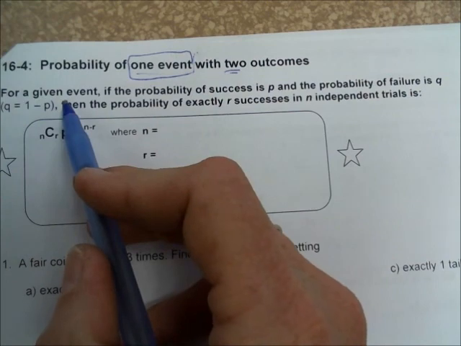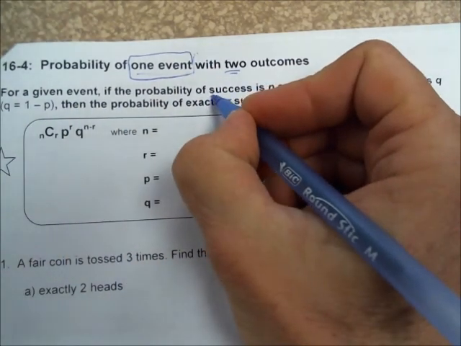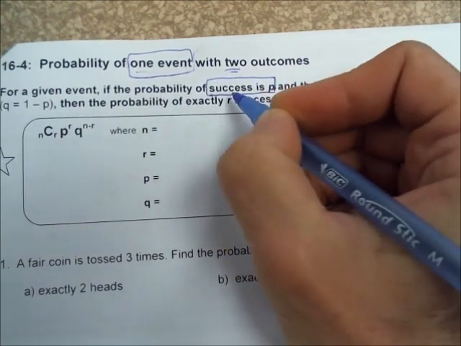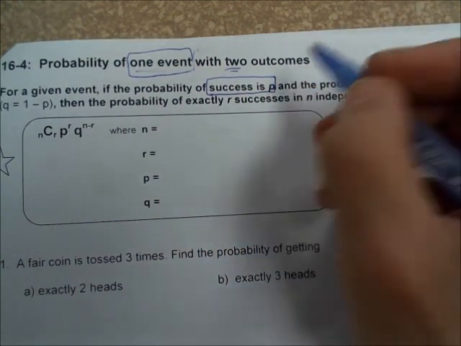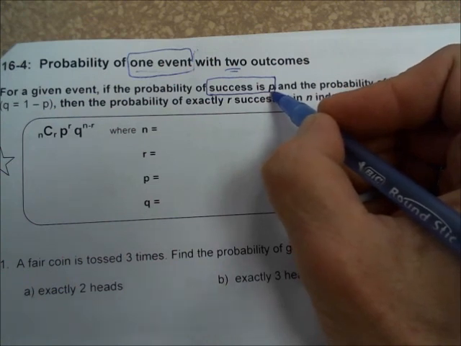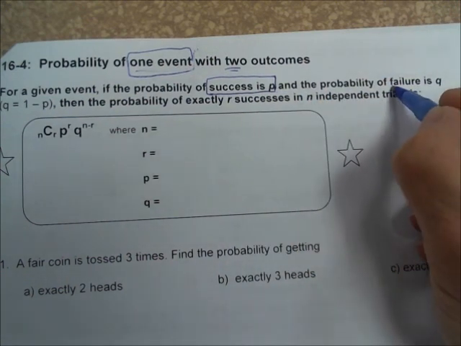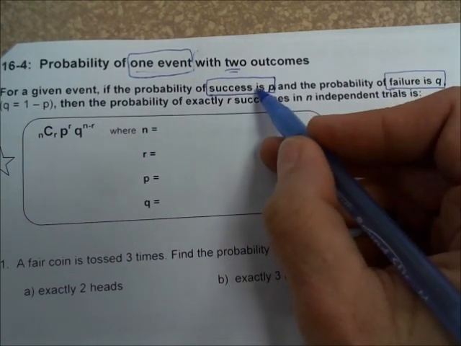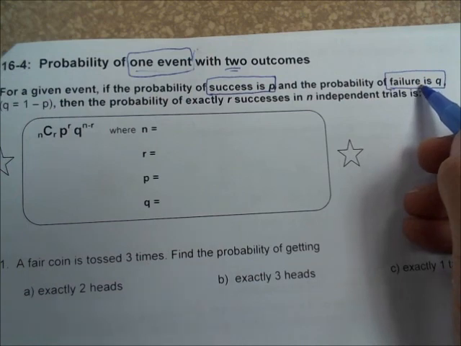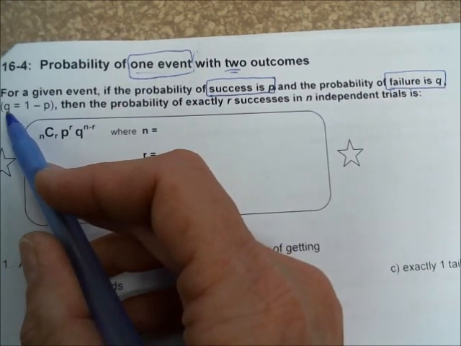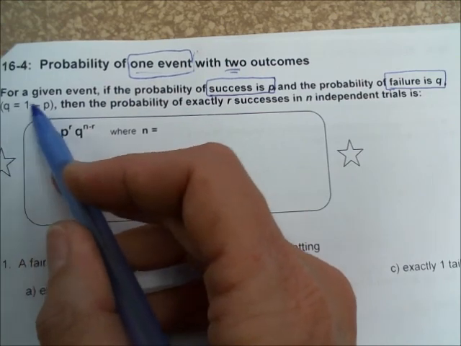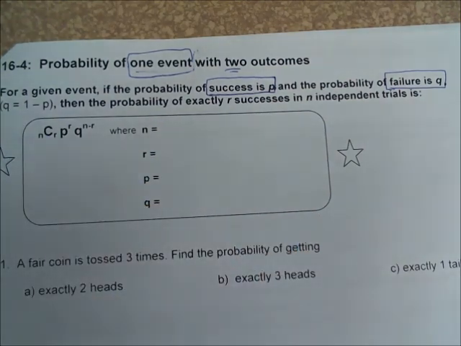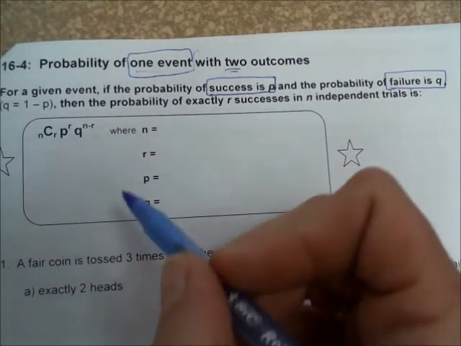So for a given event, the probability of success is P. So if we're trying to roll a 6 on the die, the probability of that success would be 1 out of 6. And the probability of failure is called Q. So we're going to assign these variables, probability of success and failure. And if you want to figure out Q, hopefully you know that when you add two probabilities, a success and a failure, you're going to get up to 100% or 1. But we'll talk about all of this in the examples.